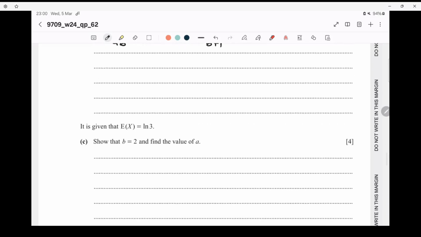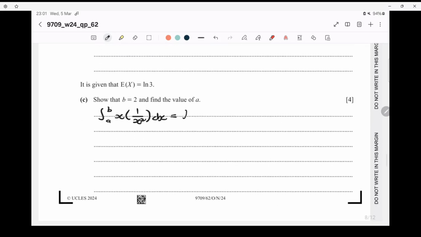So it shouldn't be that difficult. Given that your expected value is ln 3, show that B equals 2. So your expected value should be x multiplied with 1 over x squared, and this will be equal to ln 3. The one on the left will be integrating 1 over x, which gives ln x, evaluating from A to B. So this will be ln B minus ln A.